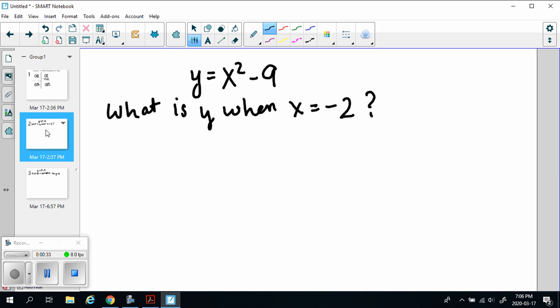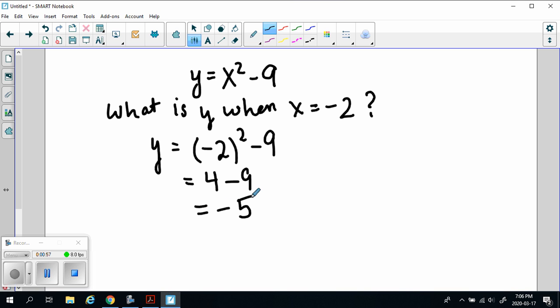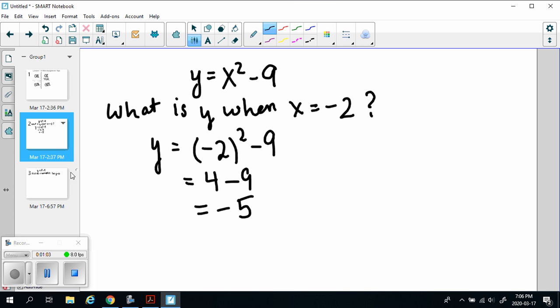The second thing is this question asks, what is y when x is equal to -2? So we're going to plug in -2 for x. The thing to keep in mind is that you actually have to do it in brackets before you square it. So if you do that, the -2 squared actually becomes 4 minus 9. So your final answer is -5. If you don't square this in brackets, then you're going to end up with a different and incorrect answer.